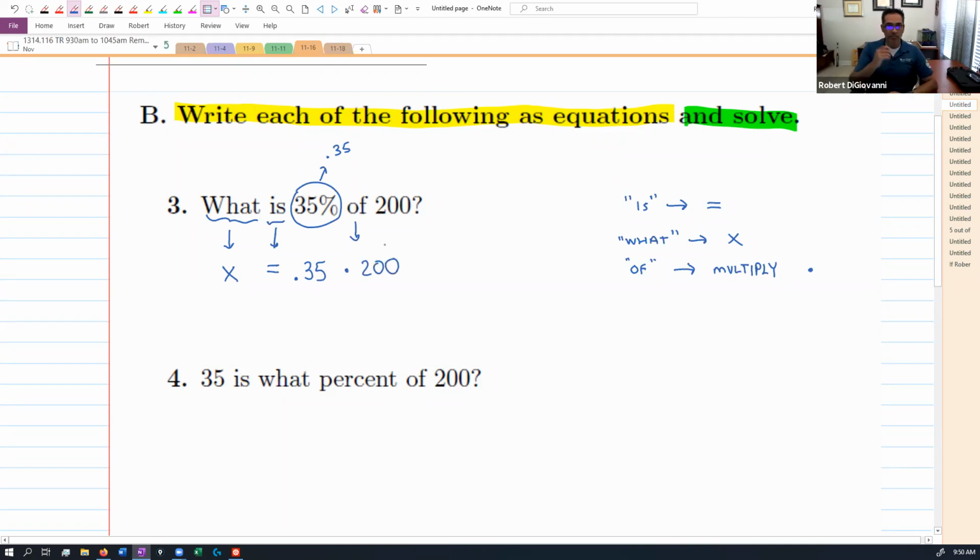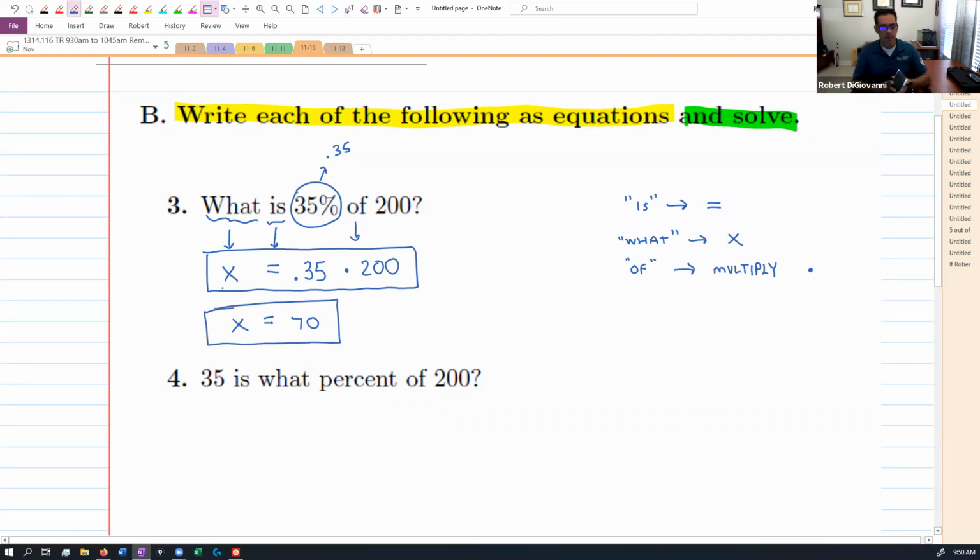And that's it. Now we just want to solve this equation. So here's the first part, I just write the equation down. Now the second part is to solve for X, but there's nothing to do here to solve. X is already over here. We just have to multiply this on our calculator. 0.35 times 200, and I get 70.